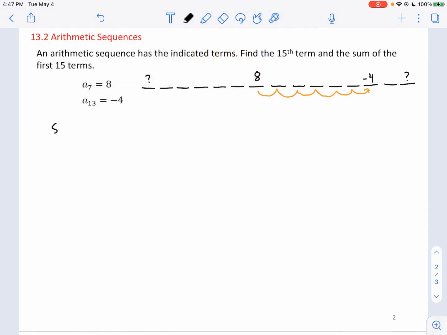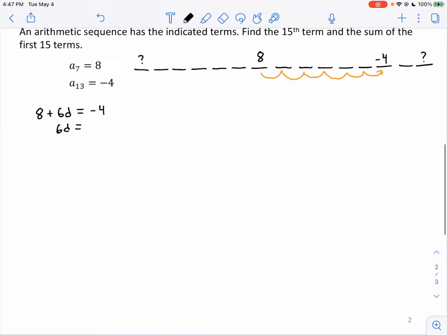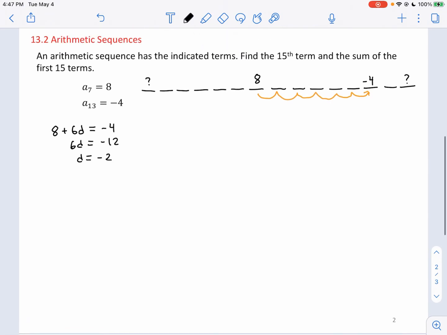So here's one way that you might do this. We do 8 plus 6 copies of that common difference should take me to negative 4. That means 6 copies of the common difference should be equal to negative 4 minus 8, which gives me negative 12, and then divide by 6. We get the common difference is negative 2. We're removing 2 to go from term to term, or we're adding negative 2.